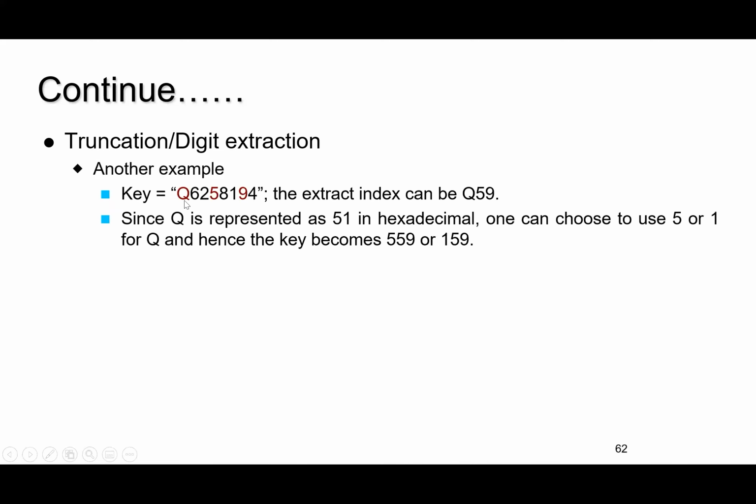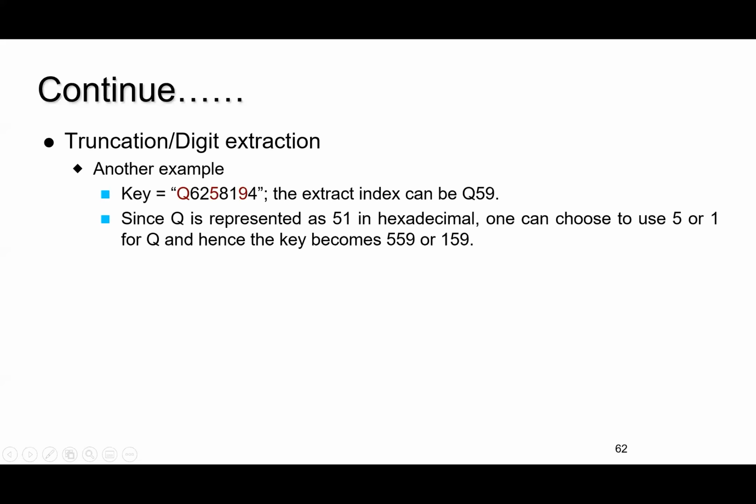Instead of taking just the 3-digit from the key, since we have this alphabet here, we can also use the alphabet. So Q59, let's say this is how I extract this 3-digit from the key. And then Q, if I use hexadecimal to represent it, is 51, then I can either use 5 or I can use 1 as the first digit. So this one can be mapped to 559 if I choose 5, or 159 if I choose 1. You see, you can also do that. So this is an example of how you can use truncation or digit extraction as your hash function.